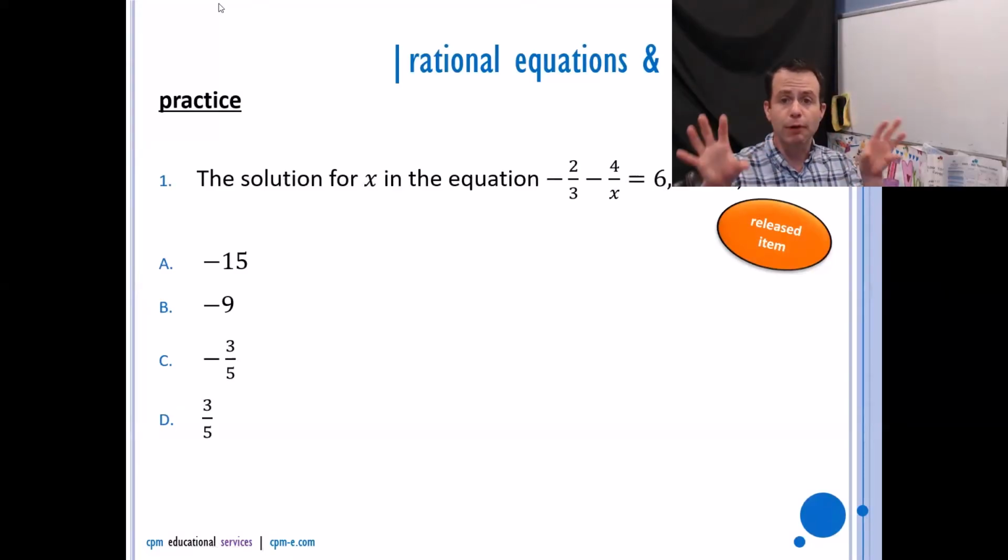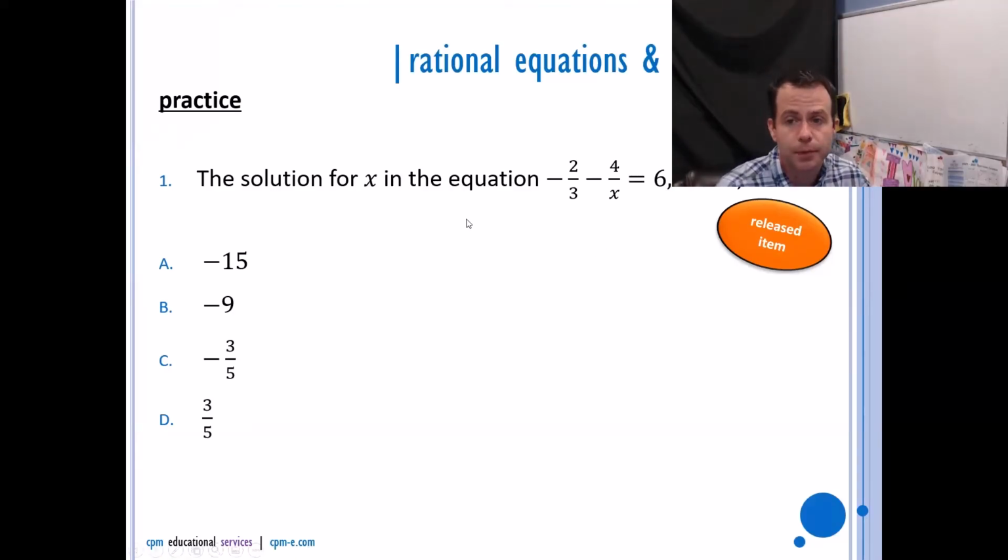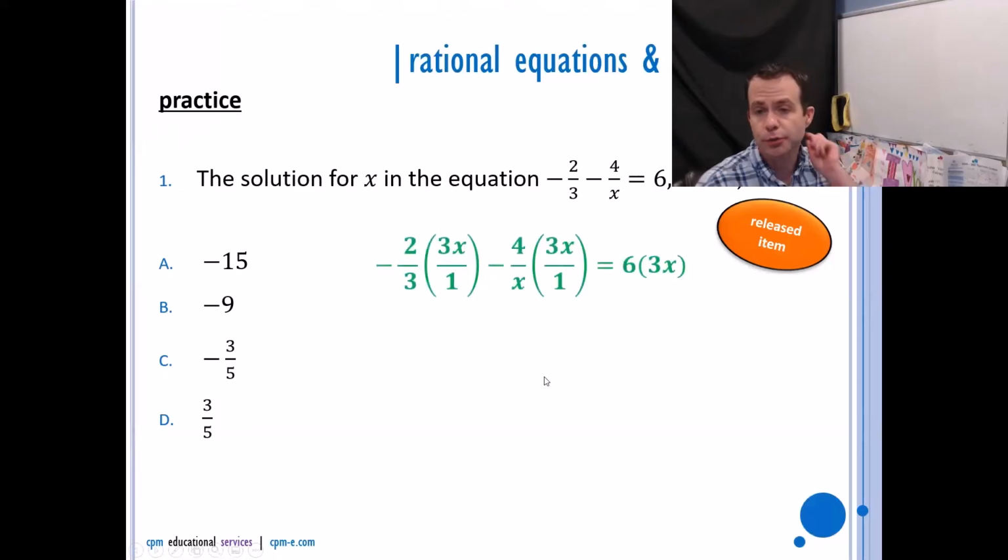So either we write all three terms with 3x on the bottom, or we just multiply everything by 3x. I chose to multiply everything by 3x. So I'm not getting a common denominator here. I'm going to multiply everything by the common denominator and wipe my fractions out that way. I will show you both methods as we go.